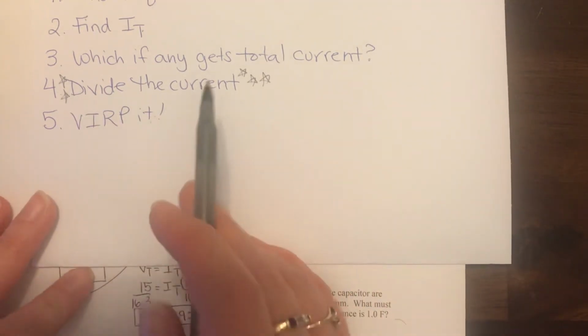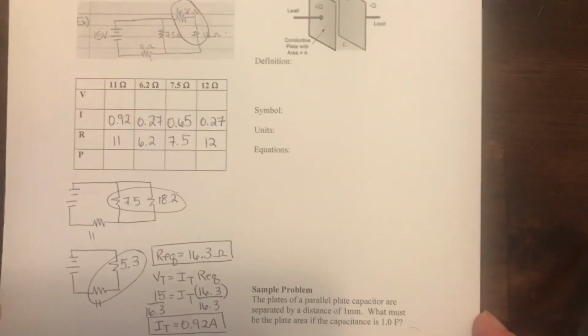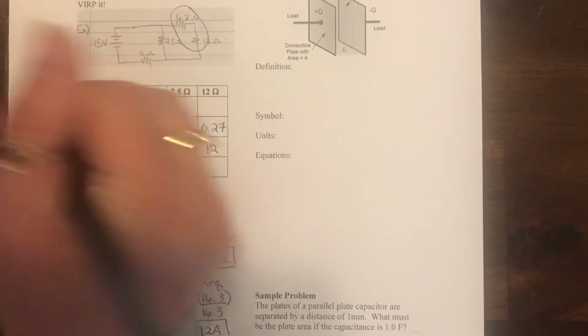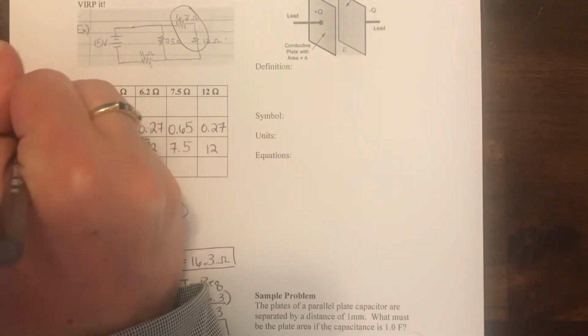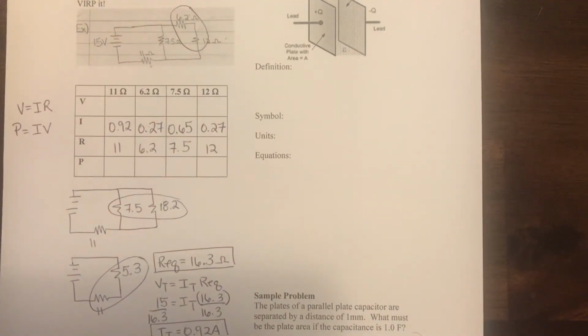Now VERPing it is easy, right? Because we should be able to use two of our very good friends. We should be able to use V equals IR and P equals IV, okay? So let's do the first one together, and then I will ask you to pause the video and you can go ahead and do the rest on your own.